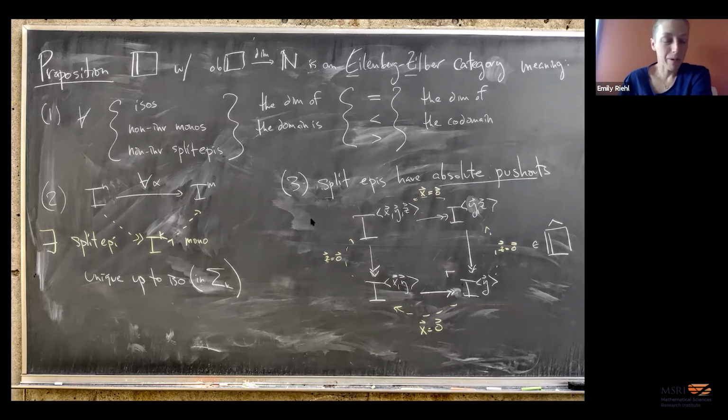And then the final property is the least familiar, and it says that the split epimorphisms have absolute pushouts. Let me explain what that means. Firstly, in this cube category, if I put one of these split epimorphisms here and one of these split epimorphisms here, so these are the degeneracy maps, and I form the pushout.